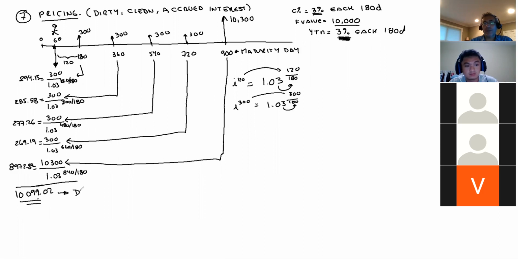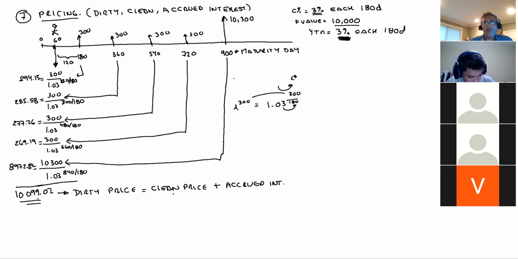This one here is called dirty price. Okay, and the dirty price is going to be equal to the clean price plus accrued interest. Okay, and the clean price is the one that is going to be equal to the face value. But let's understand what is the accrued interest. So let me delete this part here. And let's talk a little about the accrued interest.